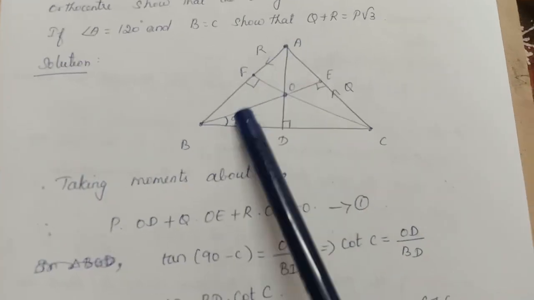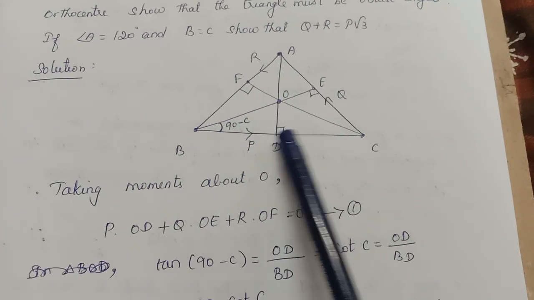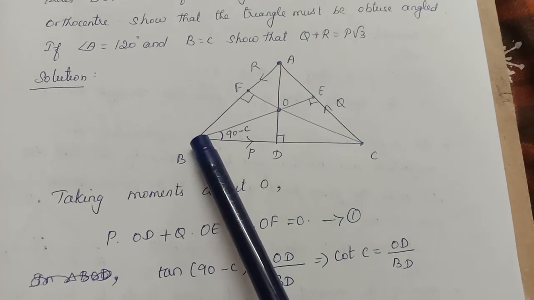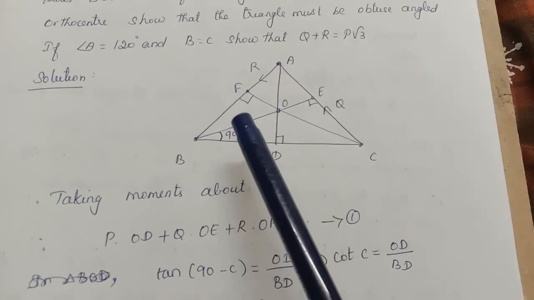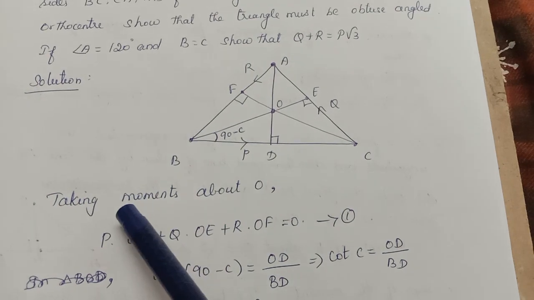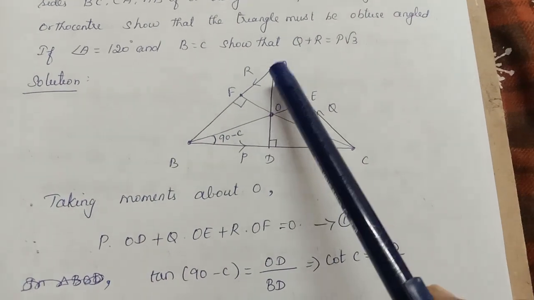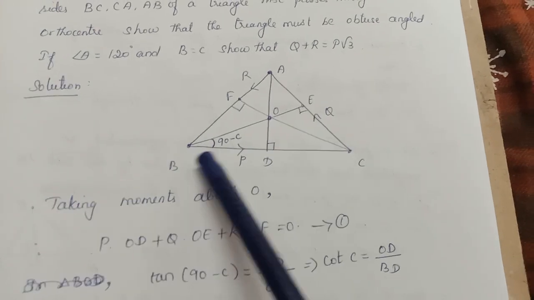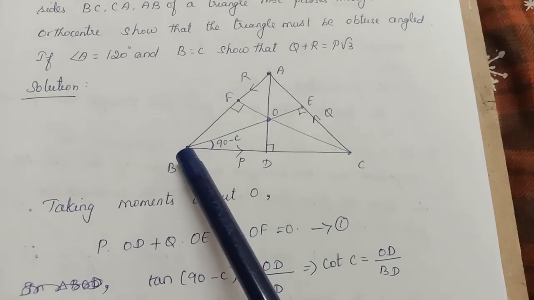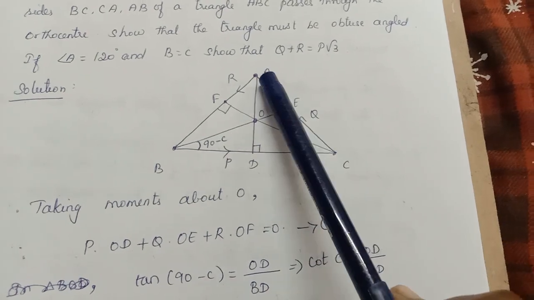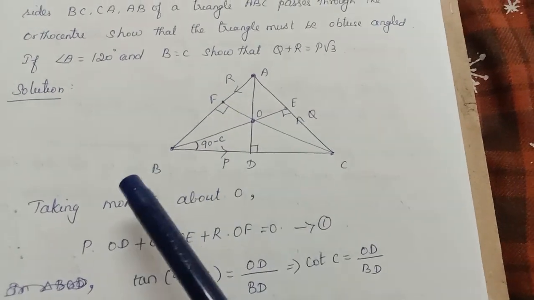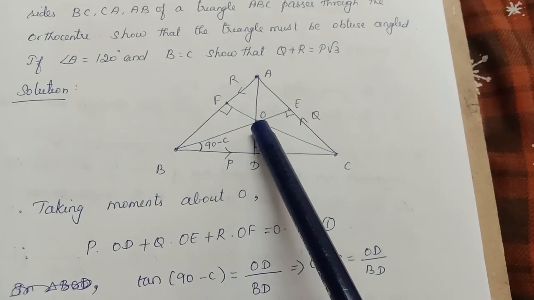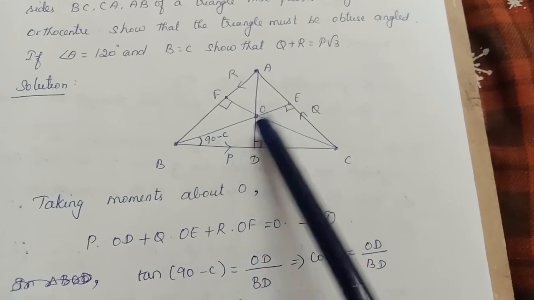Right, so I have taken a triangle ABC. P is acting along BC, Q is acting along CA and R is acting along AB. Now it is given in the question that the resultant of these three forces passes through the orthocenter. So let me draw the orthocenter. Drop a perpendicular AD, which is perpendicular to BC, and from B drop a perpendicular BE, which is perpendicular to AC, and similarly CF perpendicular to AB. Now all these three lines meet at O. This O is called the orthocenter.